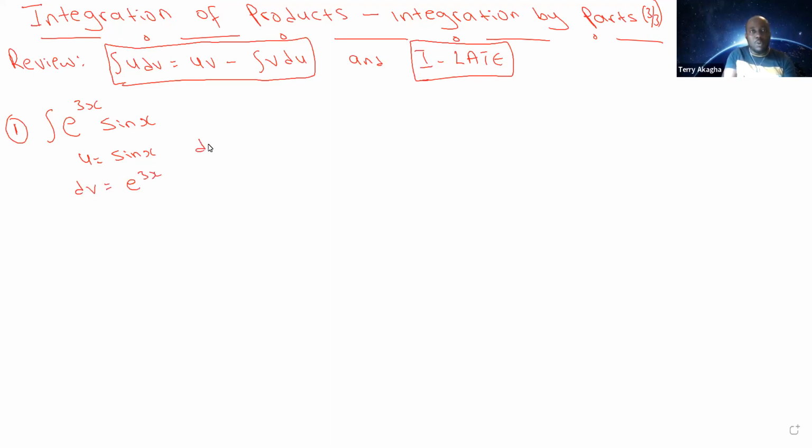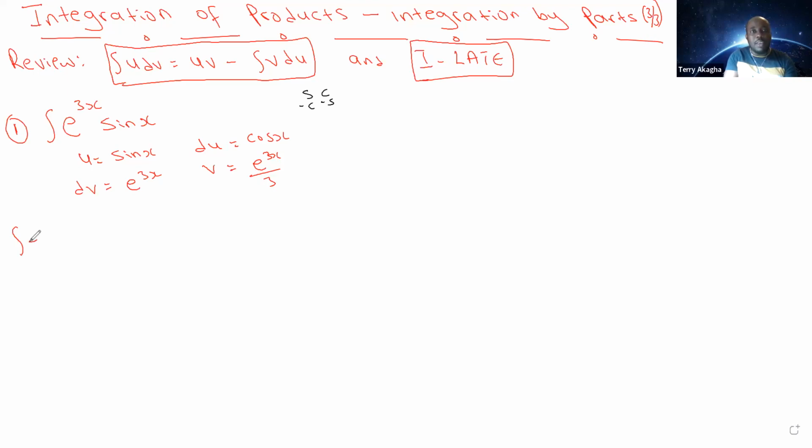So the du, remember I told you that it is sine, cosine, minus cosine. So when you differentiate sine, it's going to give you cosine. So the du is going to be cos x, and v, when you integrate this, is going to be e^(3x) divided by 3. Can you see? Okay, so put this in the formula.